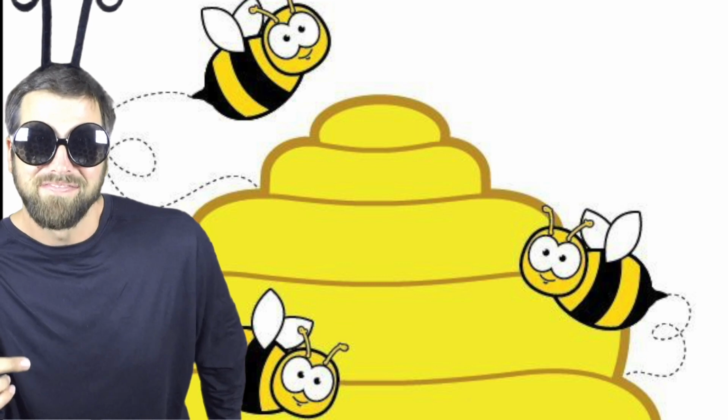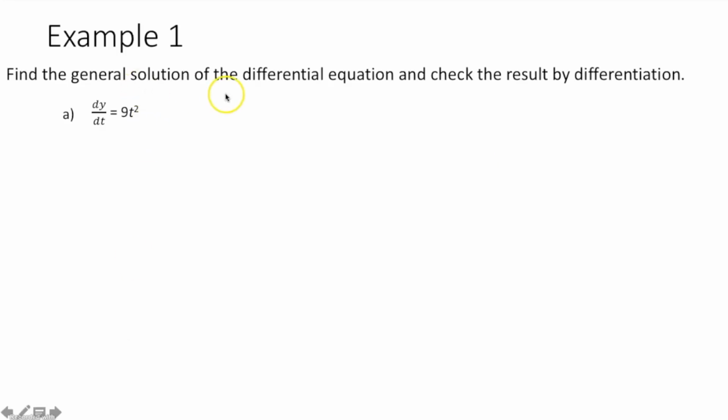It's example time! Example 1 says find the general solution of the differential equation and check the result by differentiation. So here we have our differential equation. What we need to do first in solving a differential equation is separate the variables. This is super important. You get points for this on the AP test. So first thing you do, you need to separate the variables to get all the y's to one side, all the t's to the other side. So to get this dt over here, I multiply both sides by dt and I'm done.